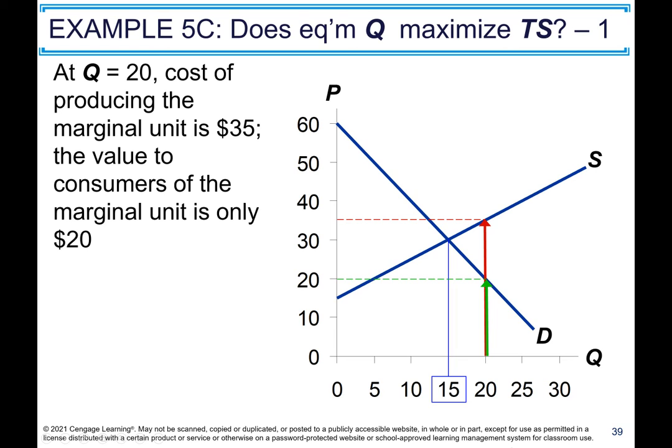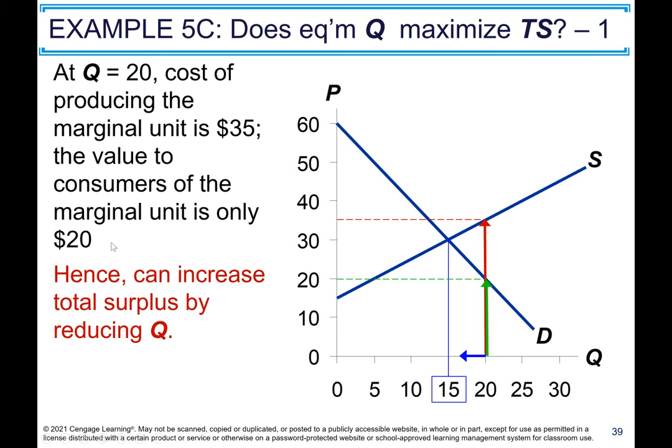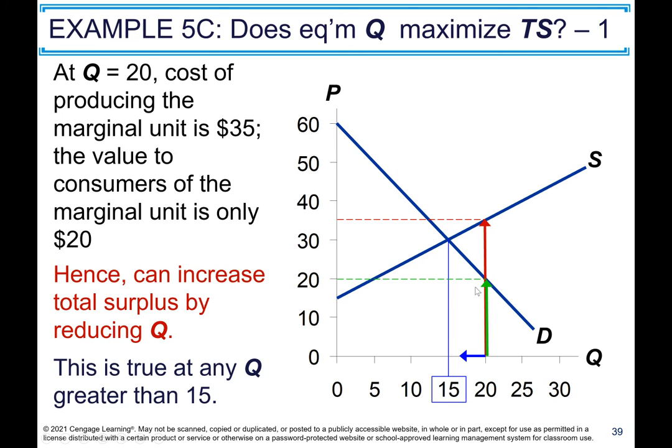At Q equals 20, the cost of producing the marginal unit is $35. The value to consumers of the marginal unit is only $20. Hence, we can increase total surplus by reducing output. So at 20, the market is not efficient. This is true at any output greater than 15.